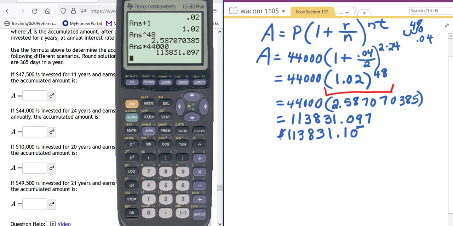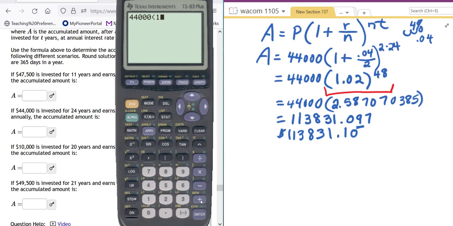All right, now let's see if the calculator could do that and preserve the order of operations. So if we started here and never hit enter, 44000, use the parentheses, 1 plus 0.04 divided by 2, close the parentheses. I made an error just then, so I got to back it up. I hit a decimal instead of the 2. Close the parentheses.